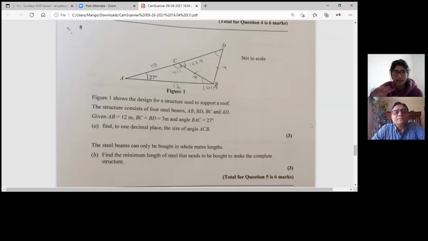It's question 5. These aren't my working out. Okay, just ignore them. Yeah, sure, no problem. So what is the question here?